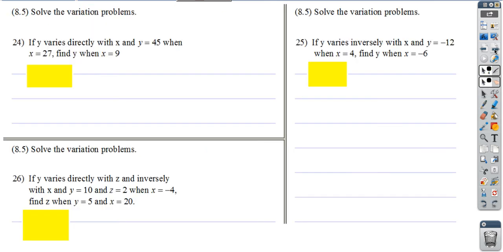All right, number 24, 25, and 26. These are on variation problems, and actually we'll pick this up in the next video on section 8.5.